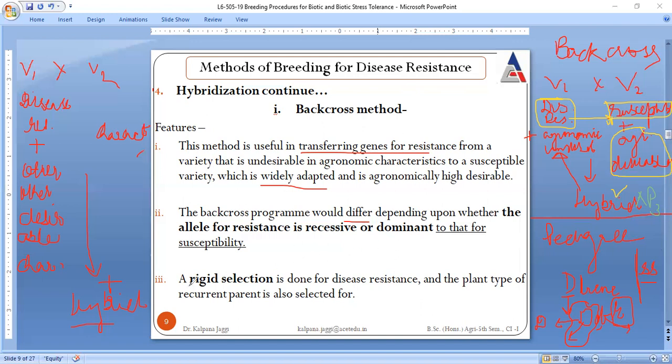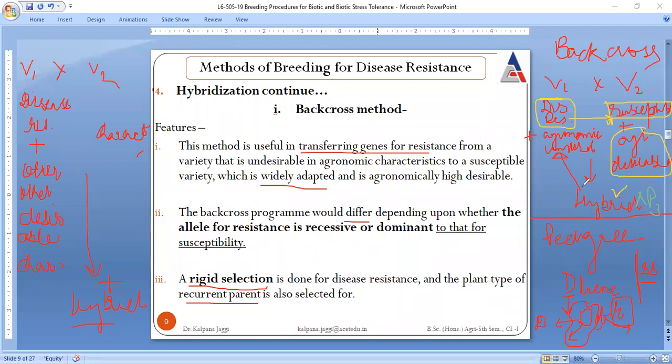But a very rigid selection is to be done for disease resistance, and the plant type of the recurrent parent is also selected for. The recurrent parent means basically, see, there are two parents. One is this parent and the other is this parent. The parent that is actually giving its disease resistant gene is said to be the donor, and the one that is accepting the disease resistant gene is said to be the recurrent parent.